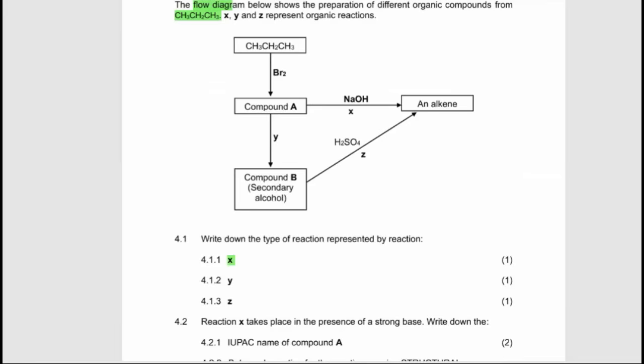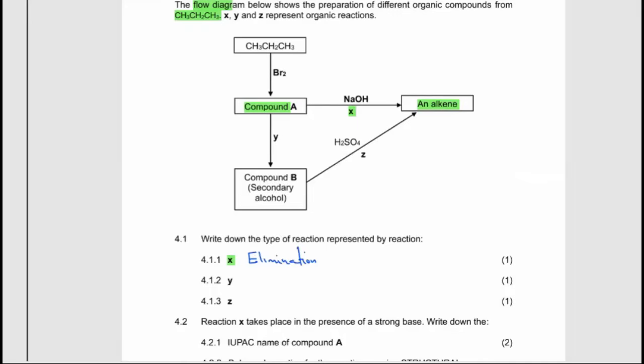So to focus on X there, we started with something to give us compound A, right? So in terms of compound A, we're going from A to an alkene. So to an alkene, there is going to be elimination, right? So the first one there is going to be elimination. So why do I say elimination? You can see here we started with what?